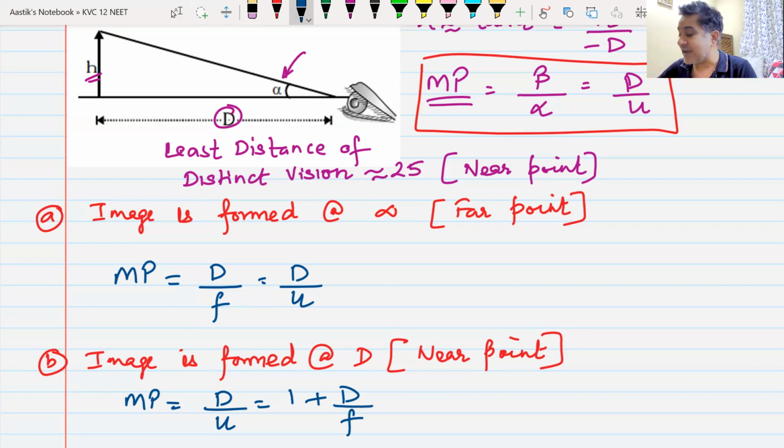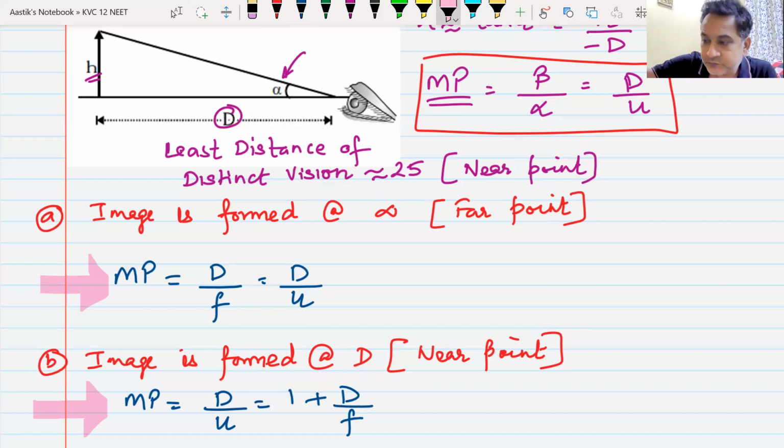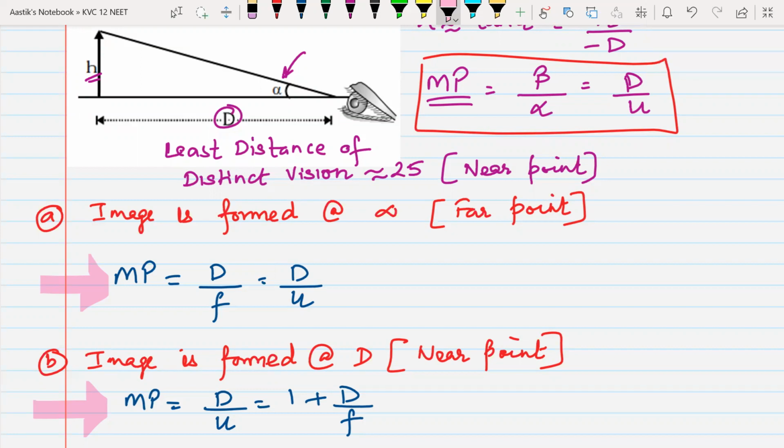These are the two formulas that you will have to remember. Formula number 1 and formula number 2. The magnifying power for a simple microscope when the image is formed at infinity and when the image is formed at the least distance of distinct vision. I'll give you 2 minutes to note this down. Completed, sir. Well done, sir.